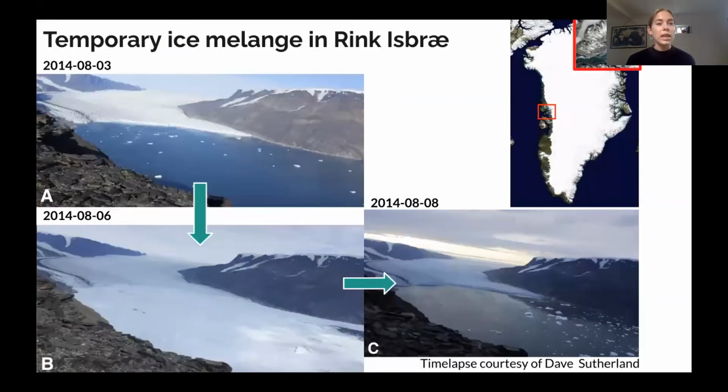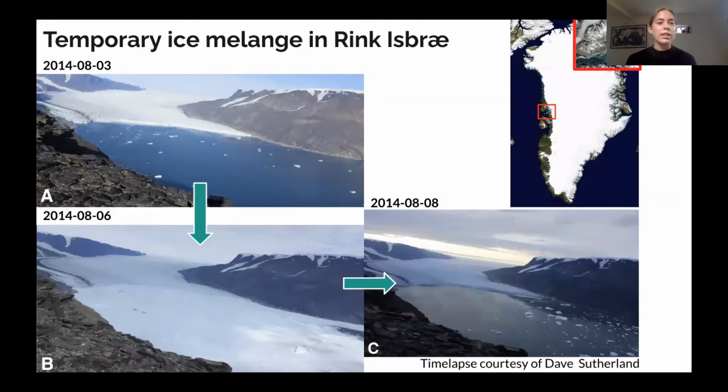So ice melange can be either temporary or persistent, and this varies both spatially and temporally. For Rink Isbrae, which is on the west coast of Greenland, you'll get a persistent ice melange in the winter, but then come summer and into autumn, this becomes more temporary or ephemeral. To get an idea of just how temporary ice melange can be, this is time-lapse imagery of the ice melange event at the focus of my study.